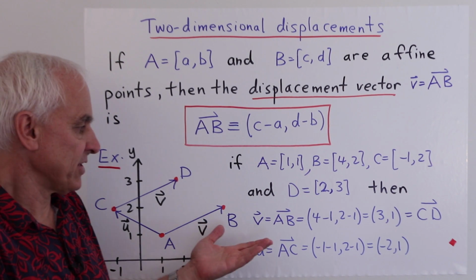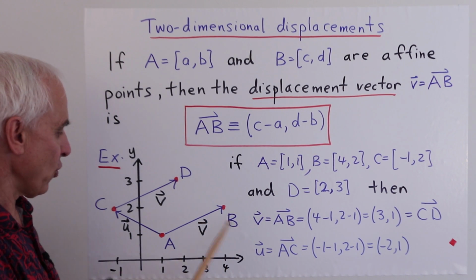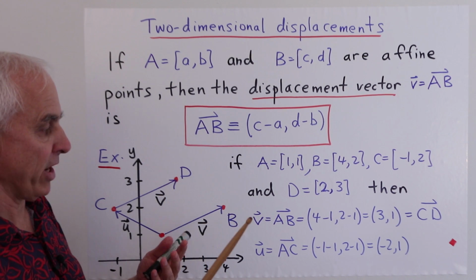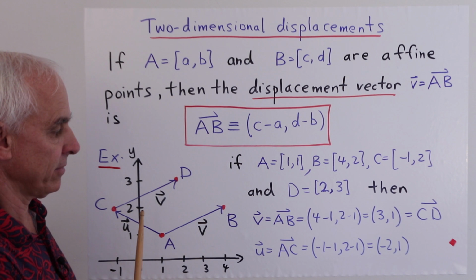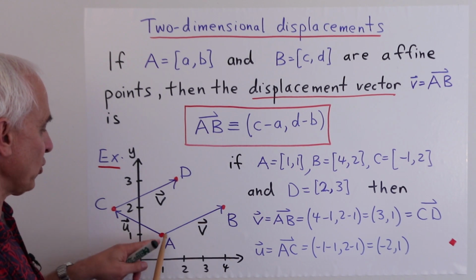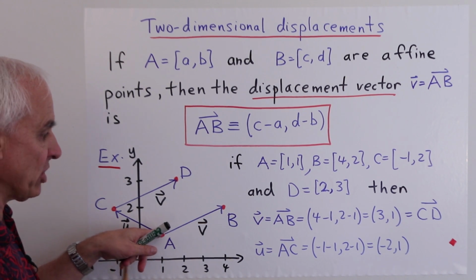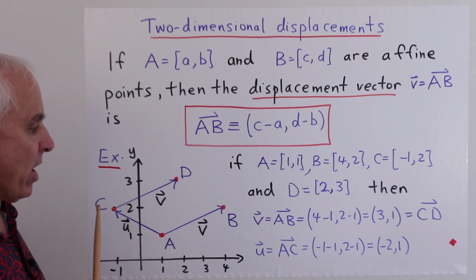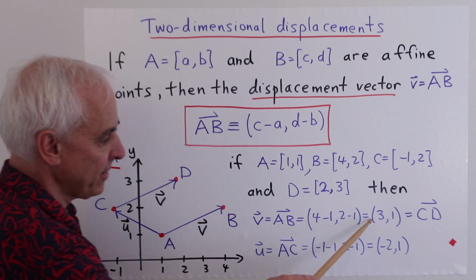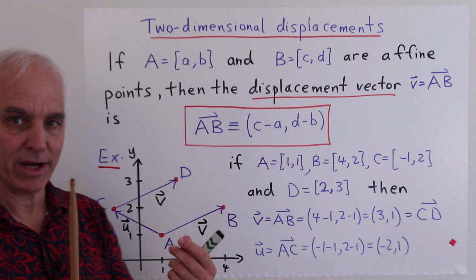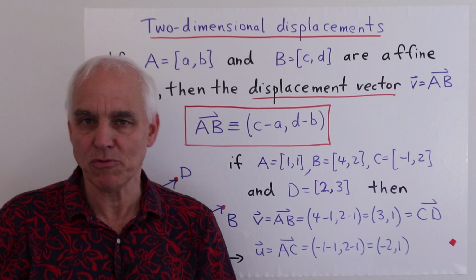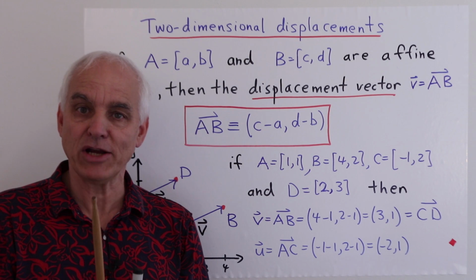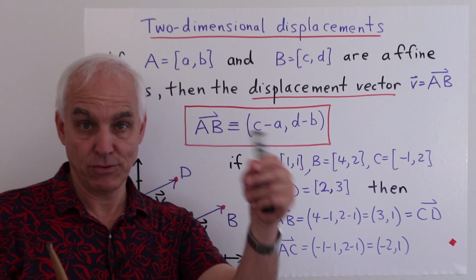And notice that this is just very natural. Going from A to B, you have to go over 3 in the x direction and up 1 in the y direction. So that's the vector (3, 1). To go from A to C, you have to go backwards in the x direction by 2. In other words, you have to go minus 2. And then you have to go 1 up in the y direction. So these displacement vectors really are measuring the separation between 2 points, telling us how far we have to go in either of the coordinate directions to get from one point to another.